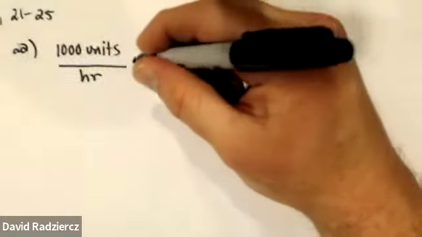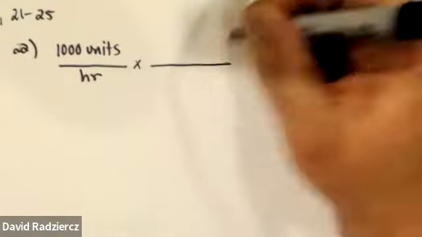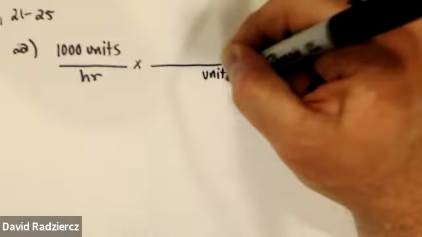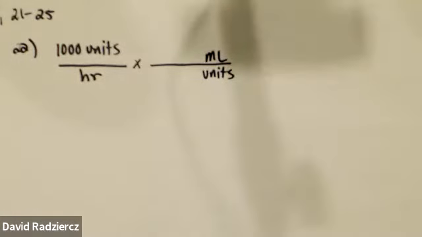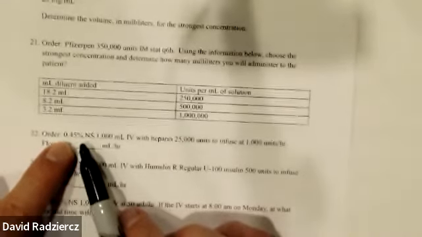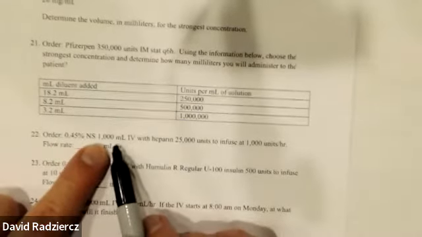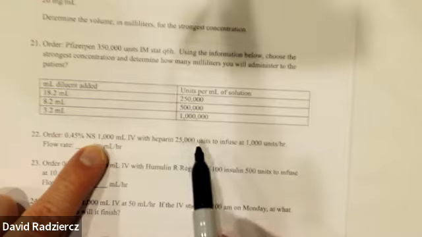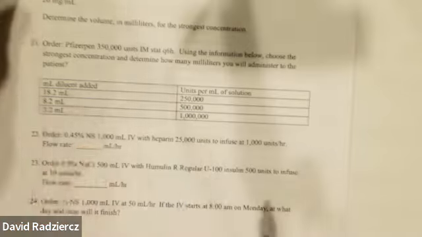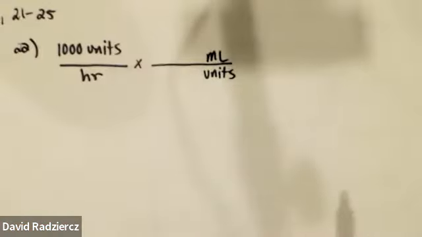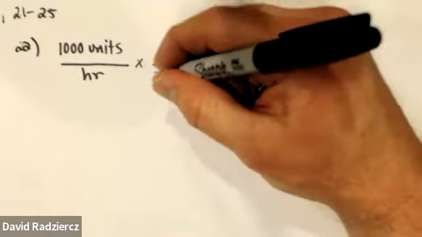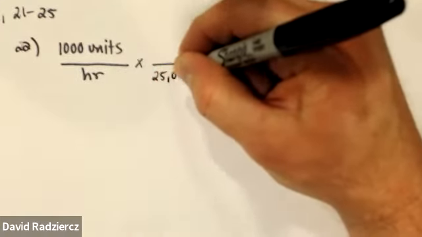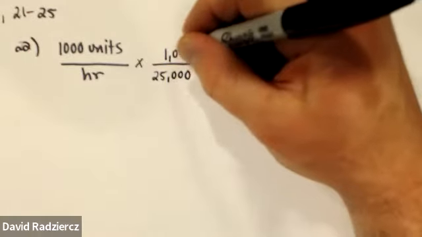Now, we know we don't want units, right? We want milliliters. Well, we have some information that can help us get there because we have a 0.45% normal saline, 1,000 milliliter or 1 liter IV. And in that IV is 25,000 units of heparin. So I've already set up the problem. I just need to put in the right information. So 25,000 and then 1,000.